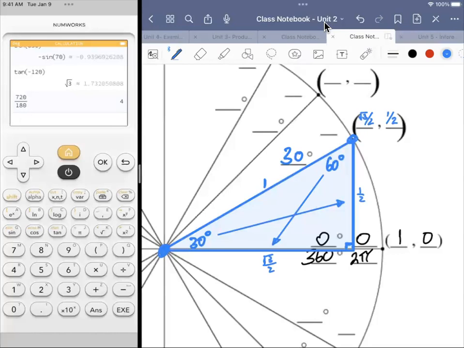The second angle going around the unit circle is also important, but we're going to hop over that for a sec. That's the 45 degree angle. We'll come back to that in a couple minutes when we talk about the 45, 45, 90 right triangle. The next one after that would be 60 degrees.